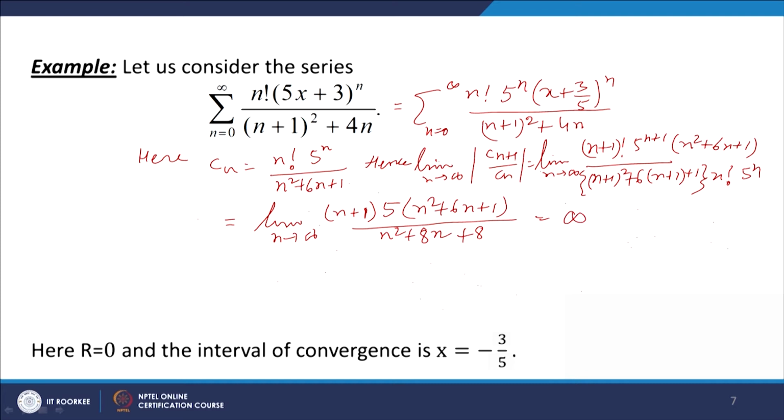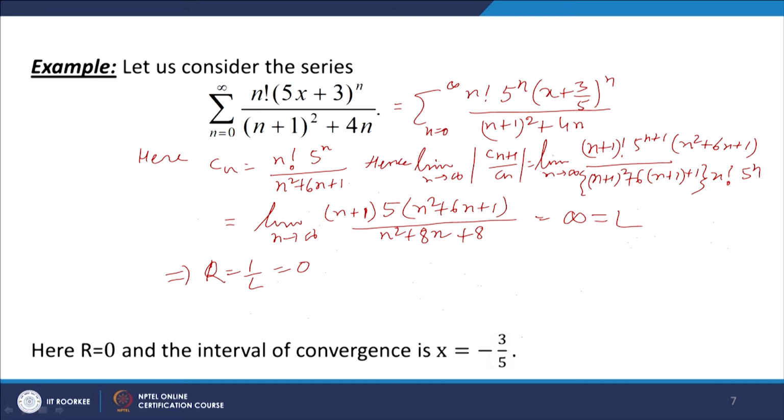infinity. Okay. And therefore, L is equal to infinity here, which implies that R is equal to 1 by L, that is, R is equal to 0. So, R is equal to 0 and since we know that the series always converges at its center, the series converges for x equal to minus 3 by 5. So, the given series converges only for x equal to minus 3 by 5.